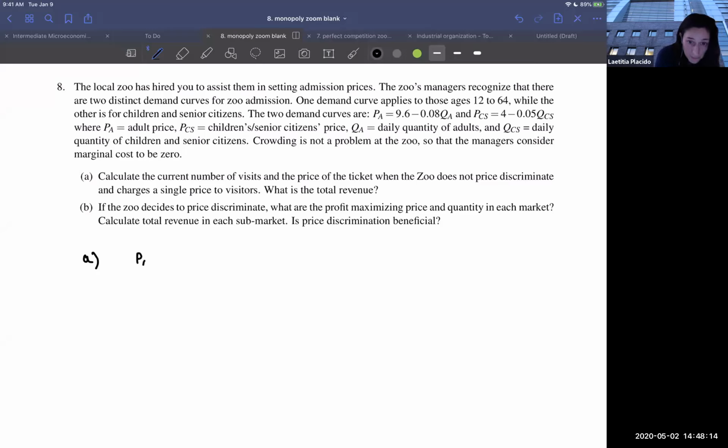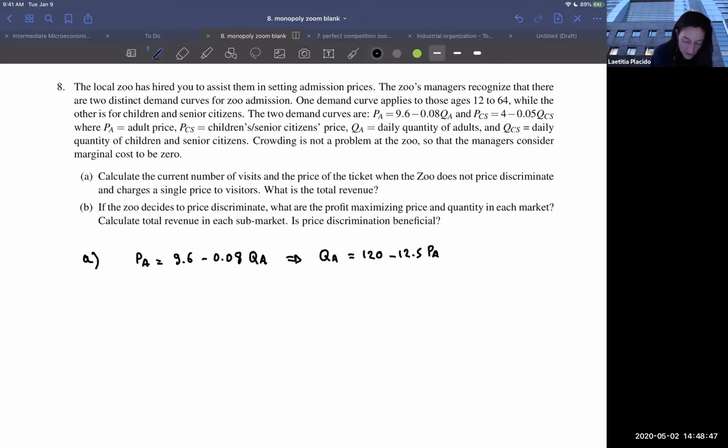We have PA is 9.6 minus 0.08 QA. I'm going to aggregate the quantities. To aggregate the quantity, I will have to invert this relationship and put a Q on the left-hand side. So it gives me QA equals 120 minus 12.5 PA.